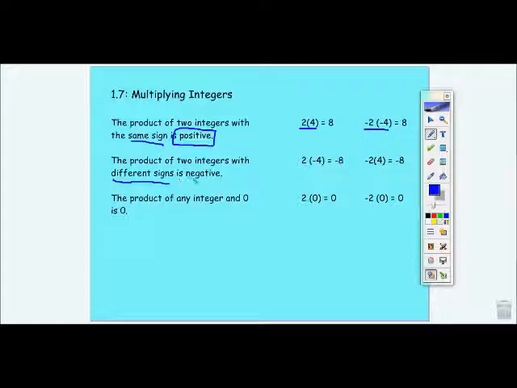If you have different signs, then they're going to be negative instead. So if we have 2 times a negative 4, it's going to be negative 8. And in that same way, a negative 2 and a positive 4 is going to be a negative 8. And then the last rule is always, if you multiply anything by a 0, whether it's positive or negative, you're going to end up with 0.